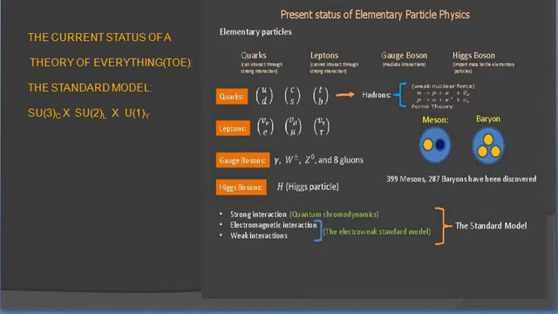The current status of the theory of everything is the standard model. And the standard model is mainly based on two interactions, that is the electroweak interaction and quantum chromodynamics. This figure represents the particle content of the standard model, which contains the particles quarks, leptons, gauge bosons, and the Higgs boson.